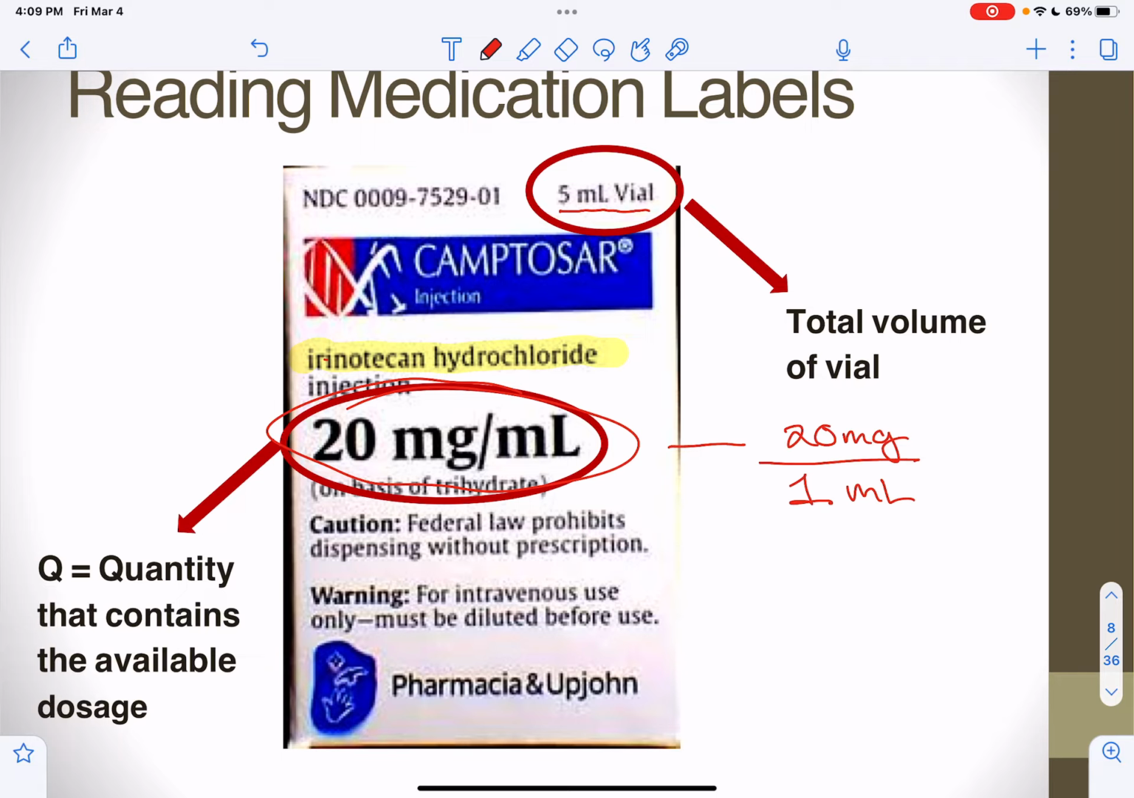Okay, and this vial has 5 milliliters in it total. So how many milligrams is in this whole vial? I usually like to figure this out, right? So how can we know that? Well, if there's 20 in 1, if we take this number and multiply it times 5, right, then we'll have 100 milligrams.